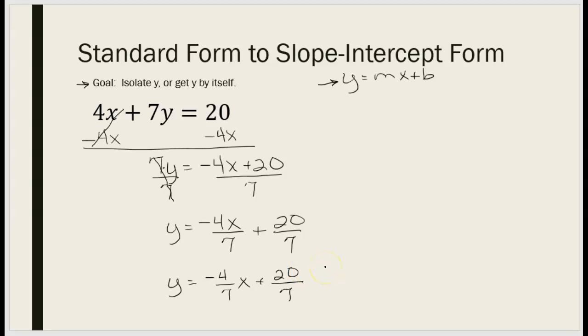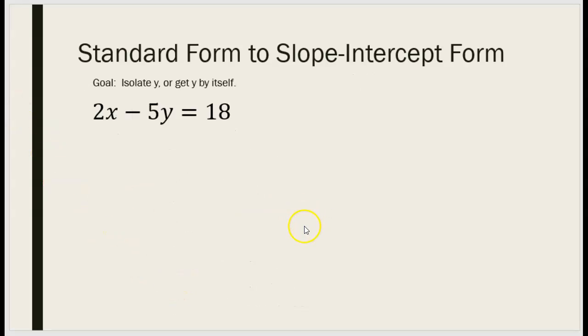So remember, if you can simplify, if the numbers divide evenly, then you want to go ahead and simplify anytime that you can. But in this case, we don't have that. Our numbers don't divide out evenly, so we are just going to leave it just like that. All right, let's take a look at the second one.